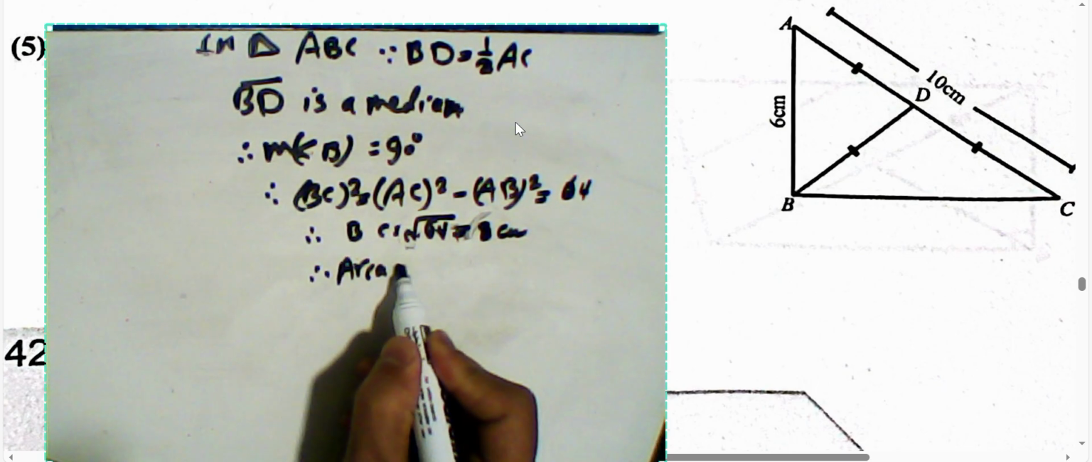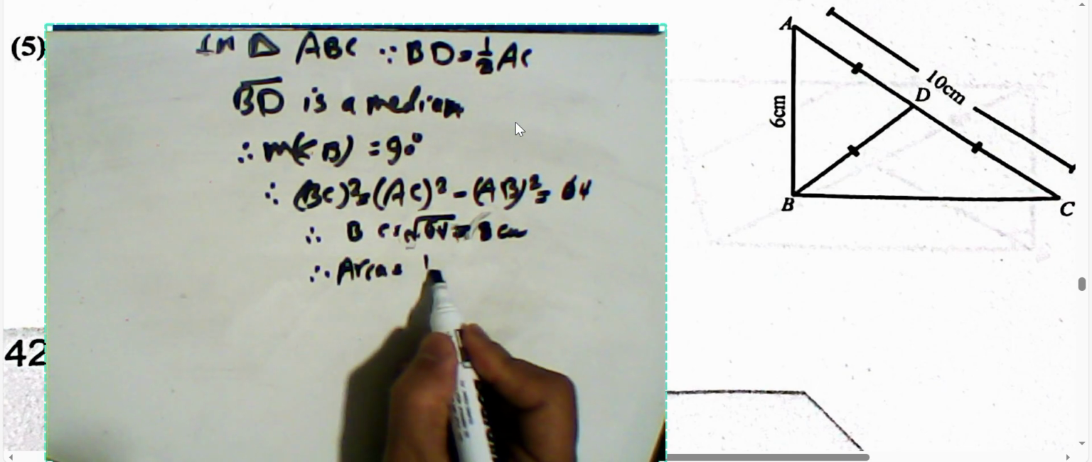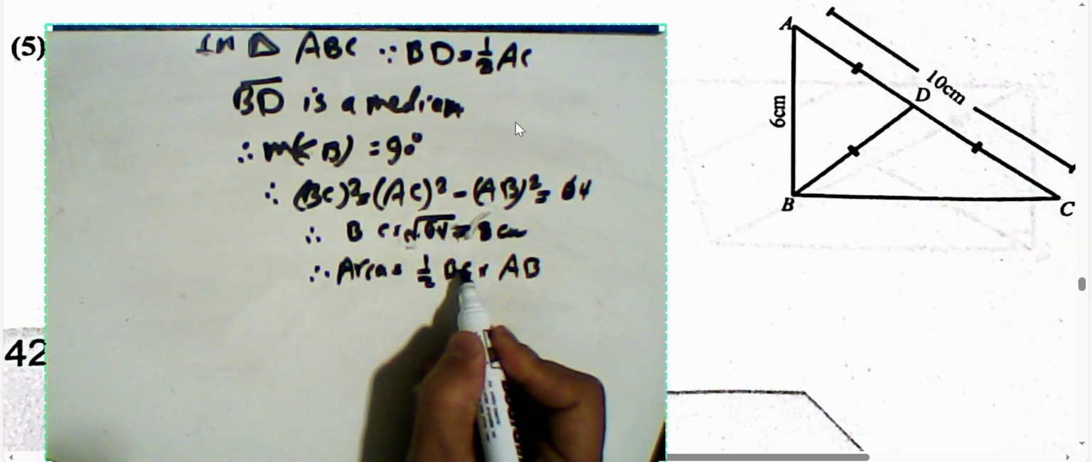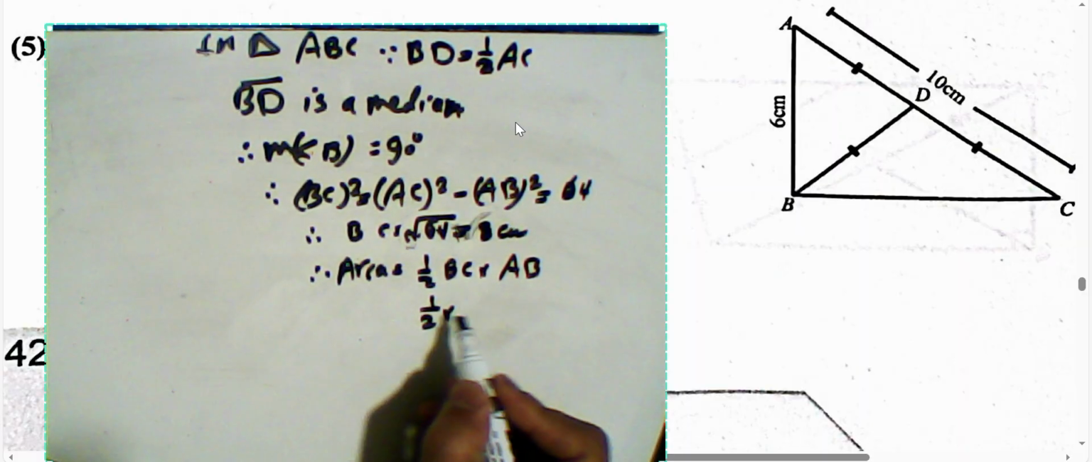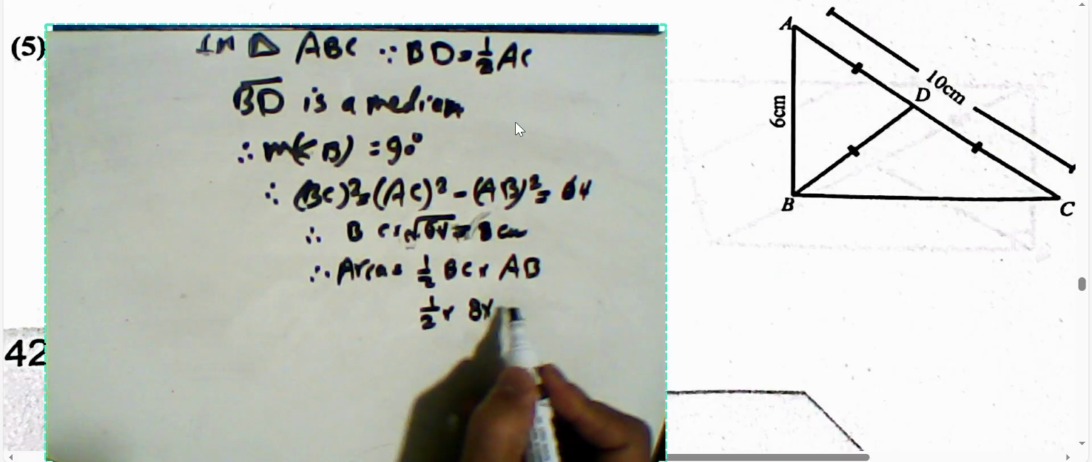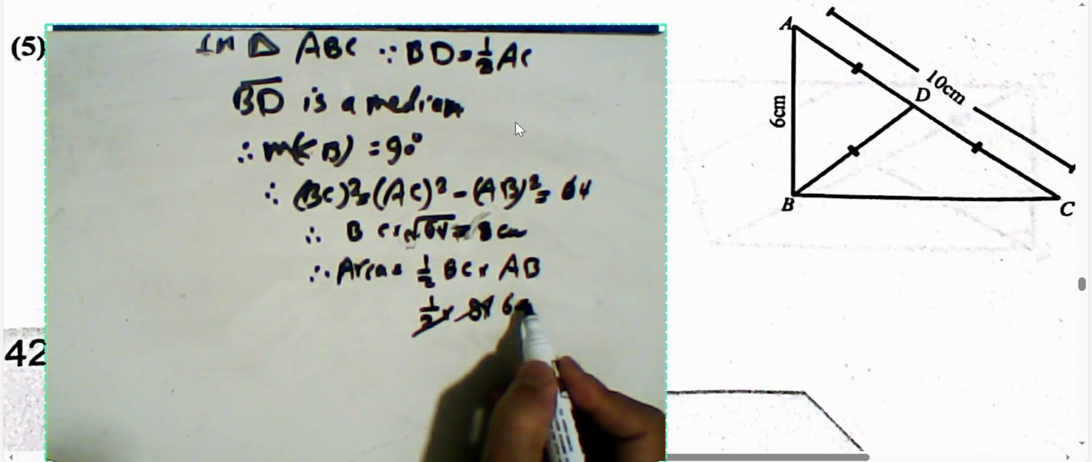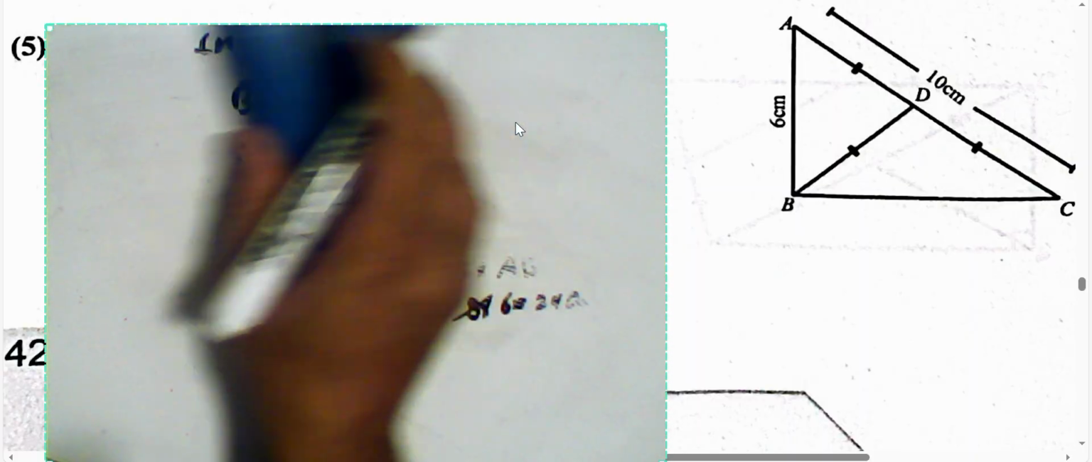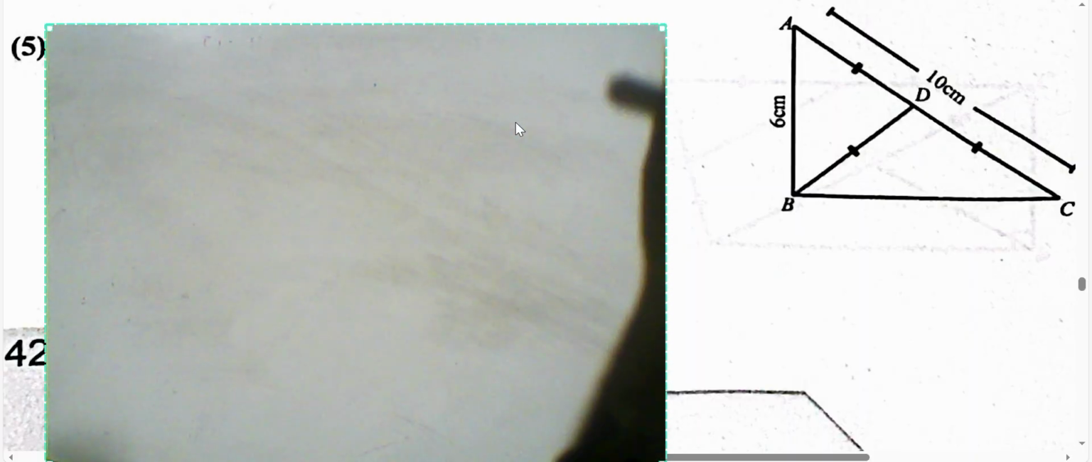Then we can find the area of the triangle. Area equals half times base times corresponding height, half times BC times AB. Half times BC, which is 8 centimeters, times 6. Half of 8 is 4, and 4 times 6 is 24. The area will be 24 square centimeters. Next question.